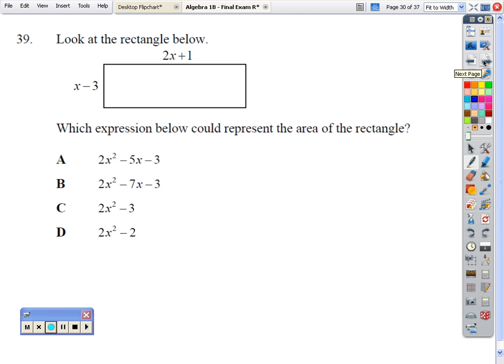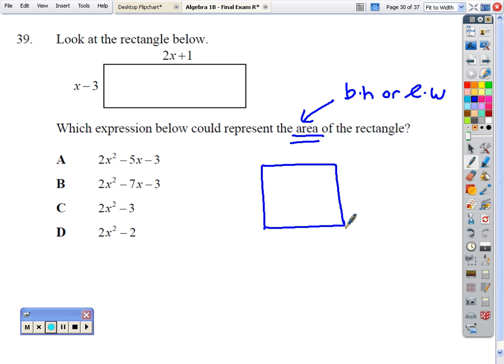Okay. Number 39, look at the rectangle below. Which expression could represent the area of the rectangle? So that's where you have to multiply. We could call it base times height or length times width. Okay, it doesn't matter what you do. So this is another example of where I'm going to use what I call the box method. So we'll say x minus 3 up here, though if you wrote 2x plus 1 up there, you'd be fine.